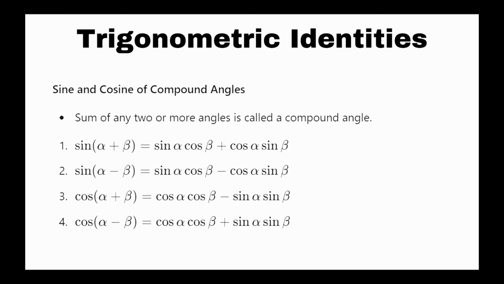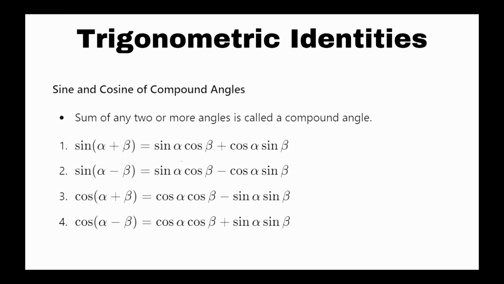So now we start with the proper formulas for trigonometry. First is for the compound angles. What is a compound angle? Sum of two or more angles is called a compound angle. So let's say if you have sine of alpha plus beta, you can write it as sine alpha cos beta plus cos alpha sine beta.